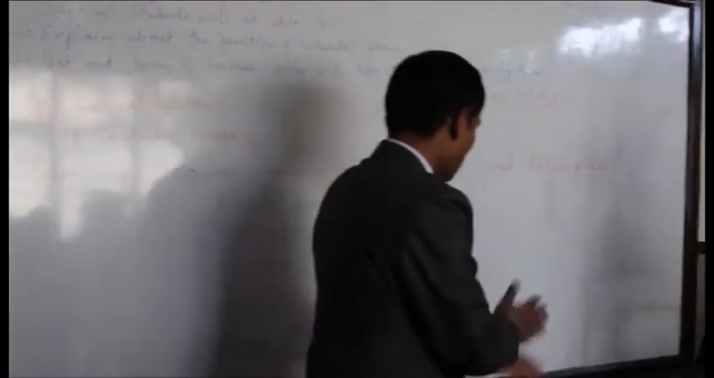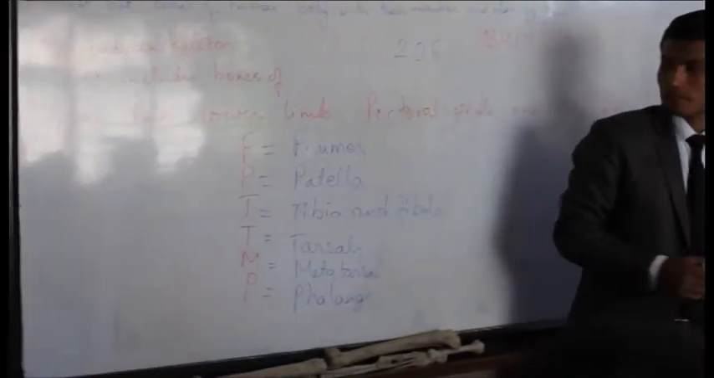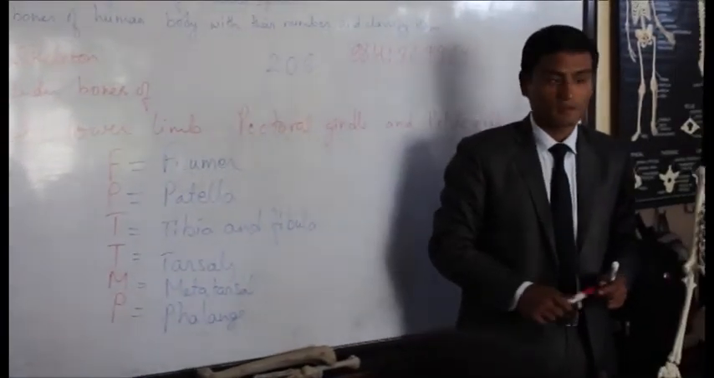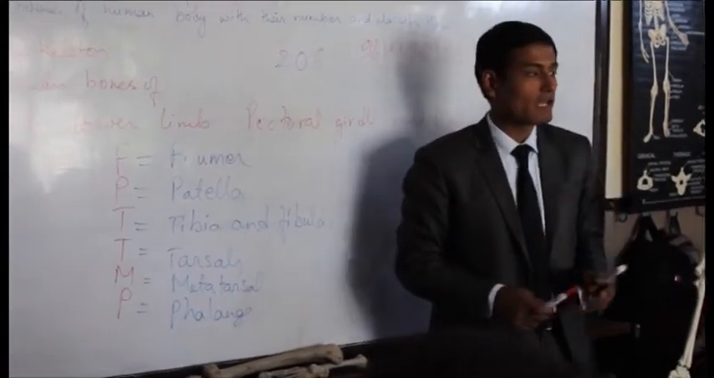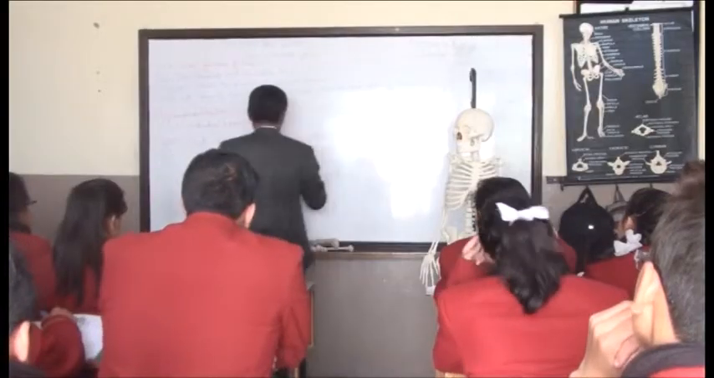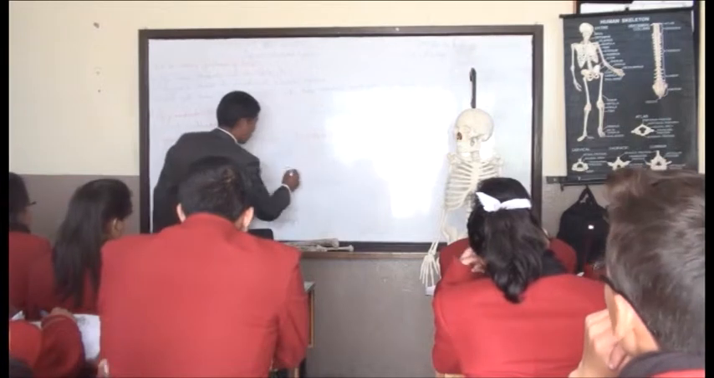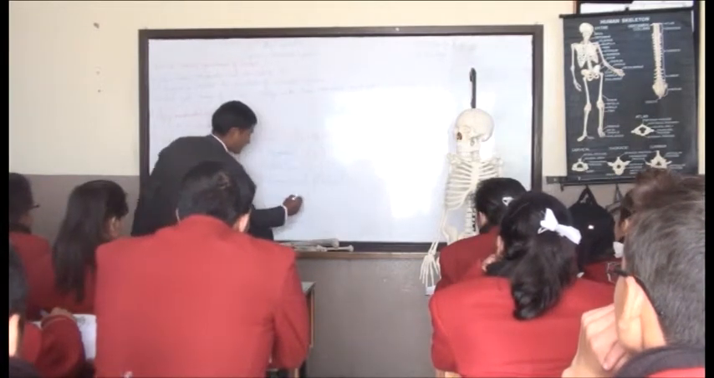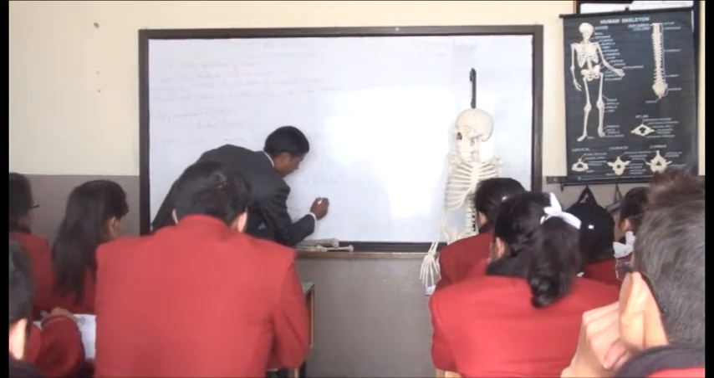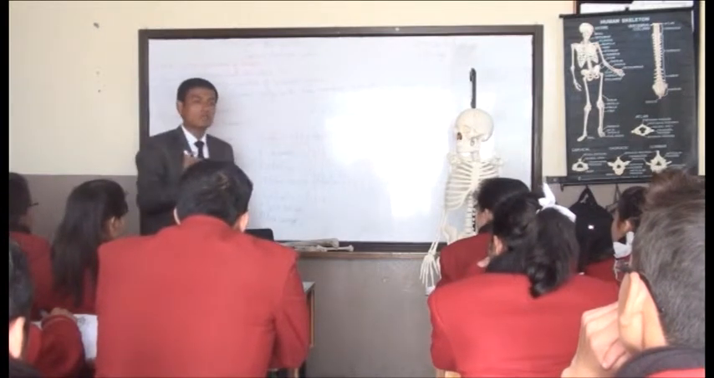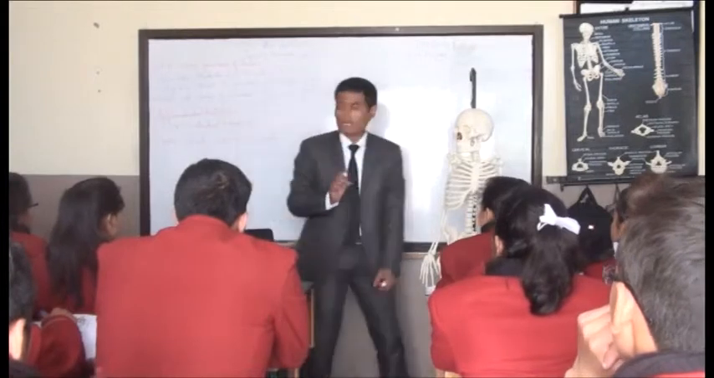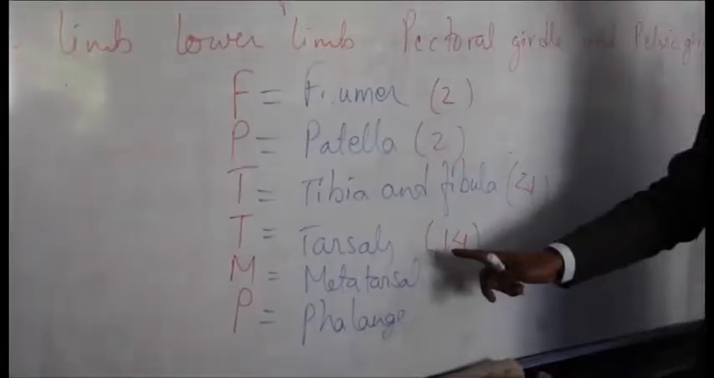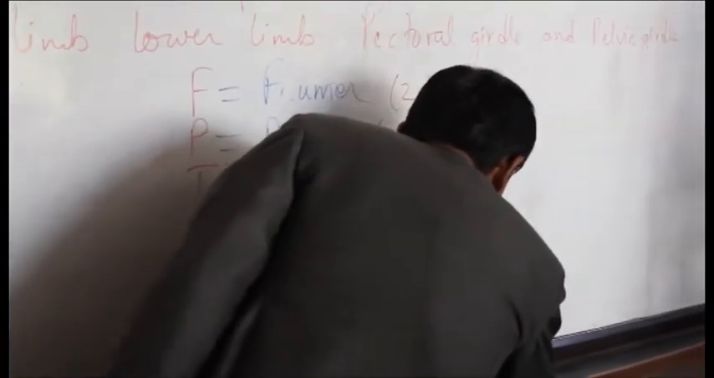28 phalanges we have. Now the names are femur, patella, tibia and fibula, tarsals, metatarsals, phalanx. Now their number. This is 2. This is also 2. This is 2 plus 2, 4. Tarsals: how many tarsals do we have? 14. Carpals in the hand used to be 8. We had 8 carpals, but tarsals are 14. Metatarsals 10, and phalanx the same, 28.